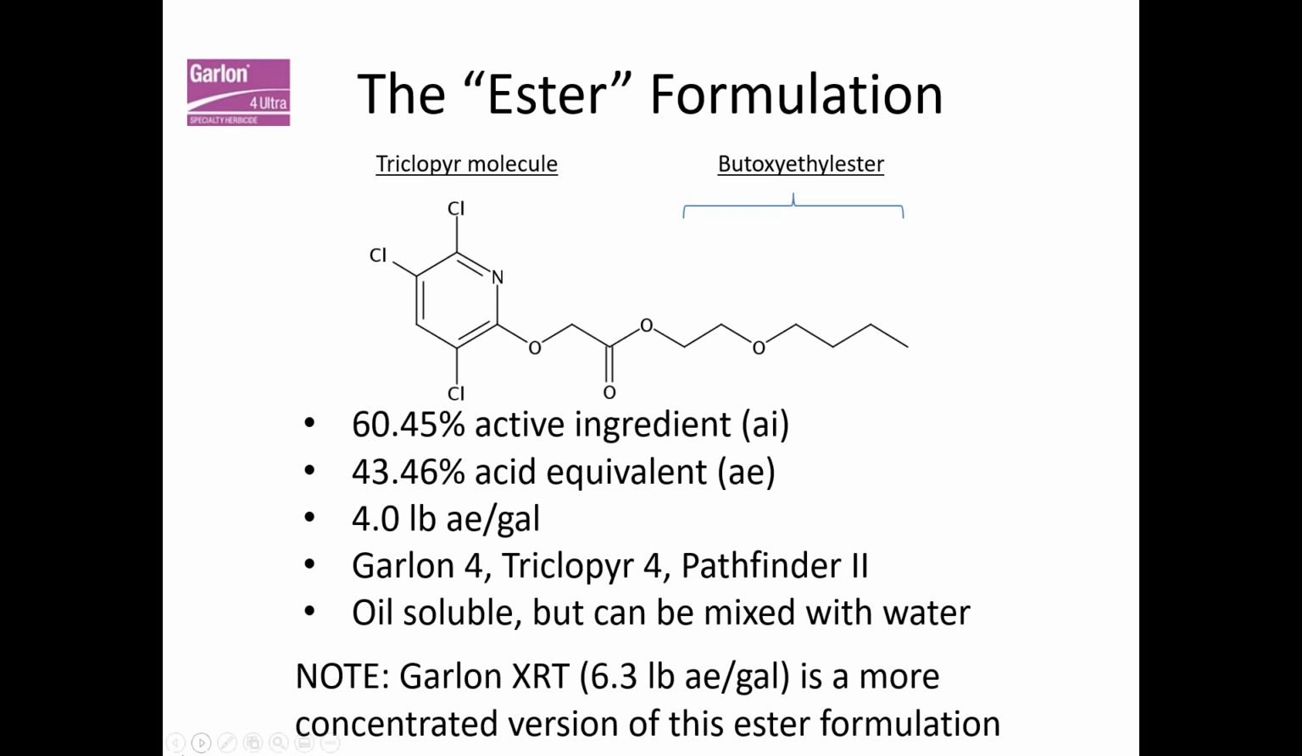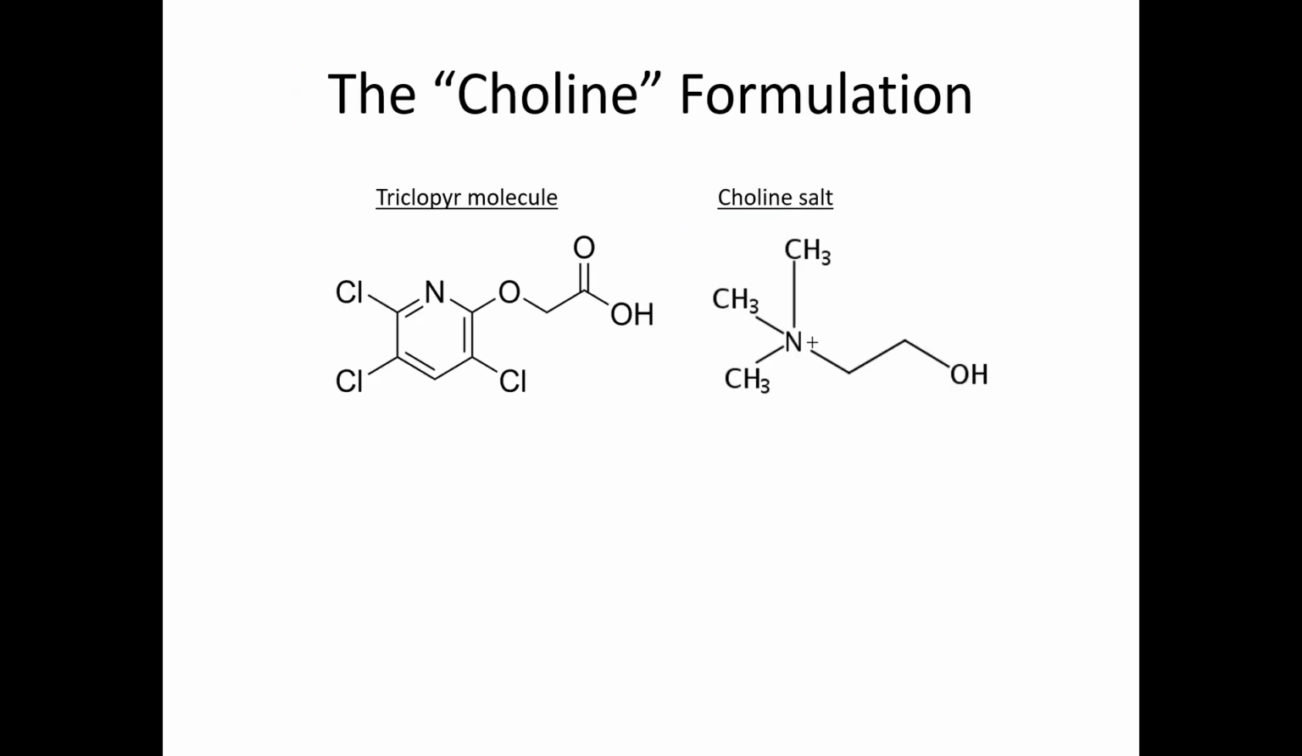Now, there's a note here. Garlon XRT is basically a juiced up version of the ester formulation coming in at 6.3 pounds acid equivalent per gallon. So it's a more concentrated version. A few things change about that formulation, but I'm covering so much today, I'm not really going to spend a whole lot of time on that one. I really just want to stick with the base formulations here. But if you have questions about it, I'd be happy to answer those afterwards.